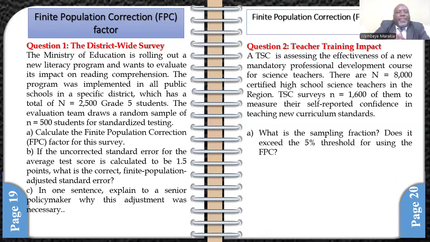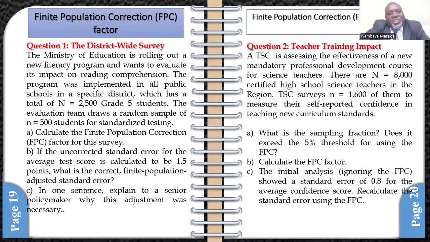Required: what is the sampling fraction? Does it exceed the 5% threshold for using the finite population correction? Calculate the finite population correction factor. The initial analysis, ignoring the FPC, showed a standard error of 0.8 for the average confidence score. Recalculate the standard error using the FPC.